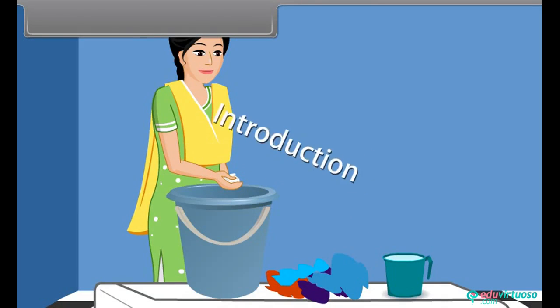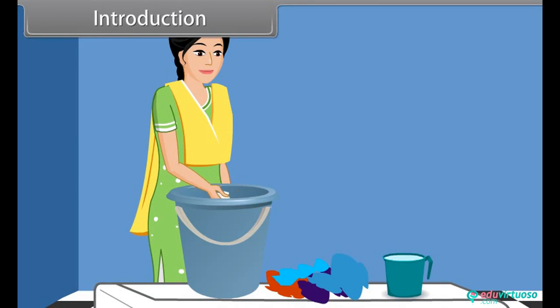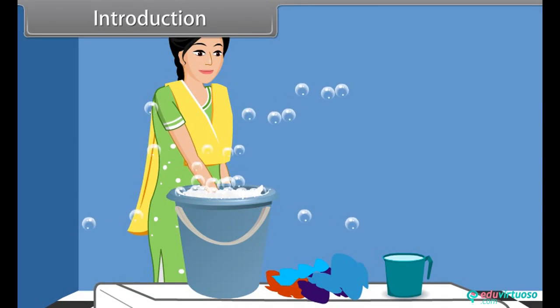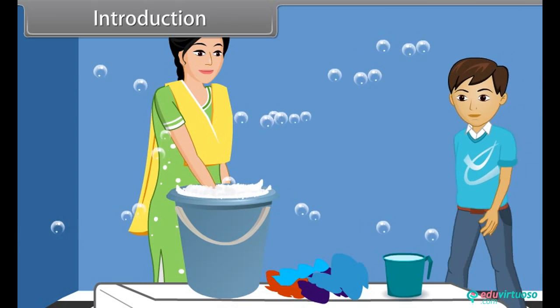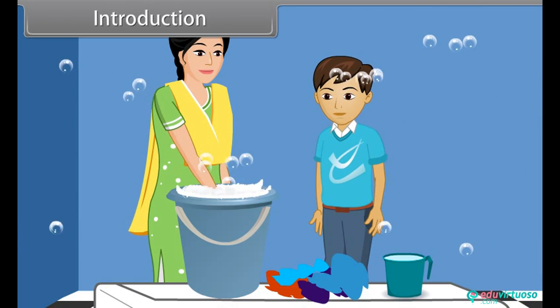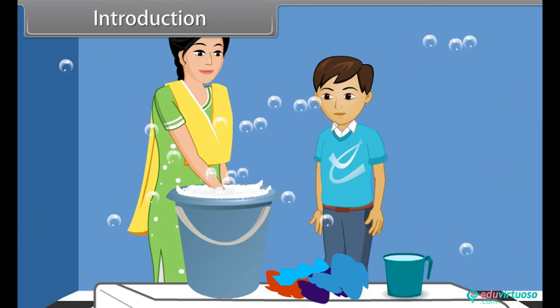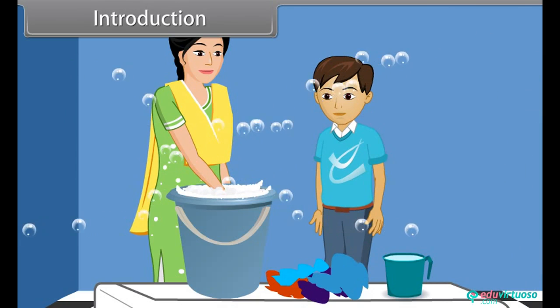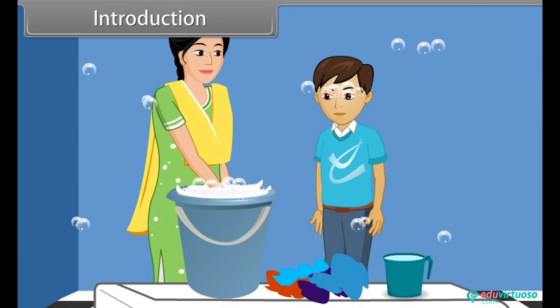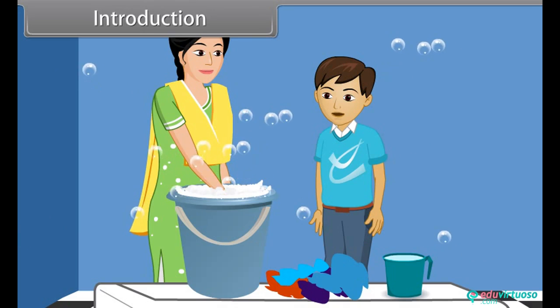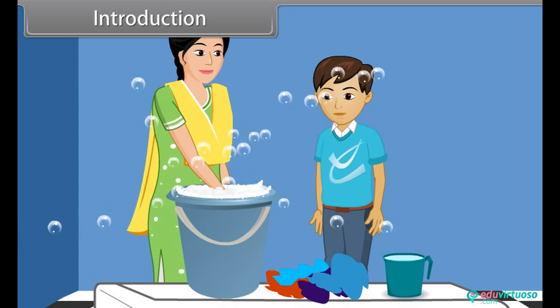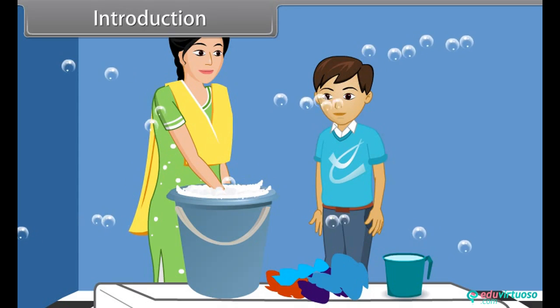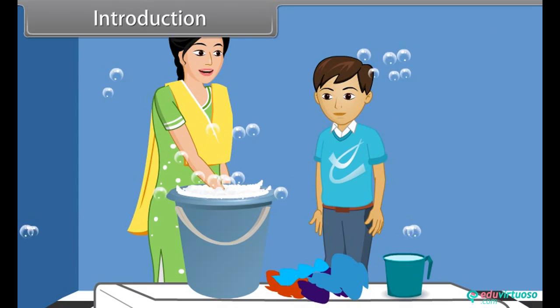Introduction. Ravi's mother is pouring detergent powder into the water bucket and starts shaking it well by hand. Due to this, a lot of soap bubbles are produced and are coming out from the bucket. Ravi, watching this curiously, asked his mother why soap bubbles are stable while water bubbles are not. His mother replied that it happened due to surface tension.